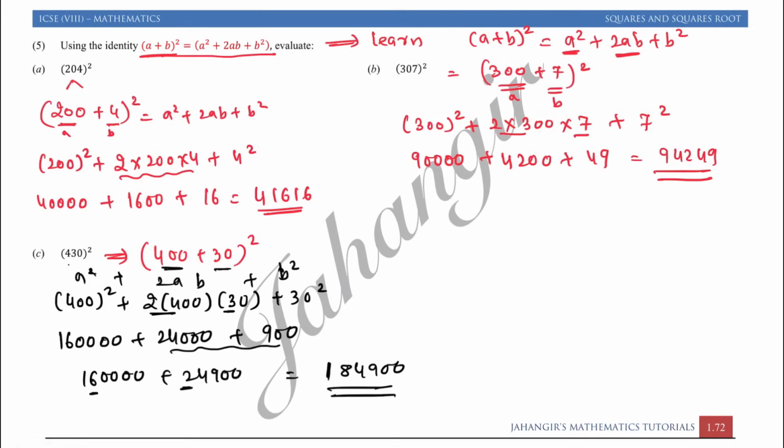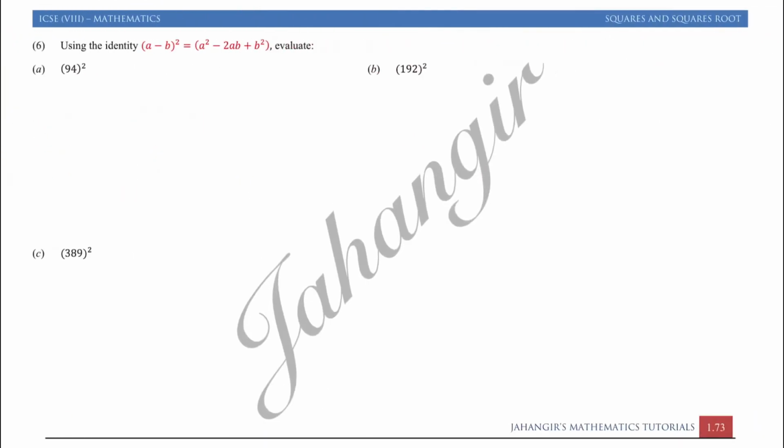Square of any big number you can use the identity for that. Now in the same way we can use the minus identity too. So learn this also.